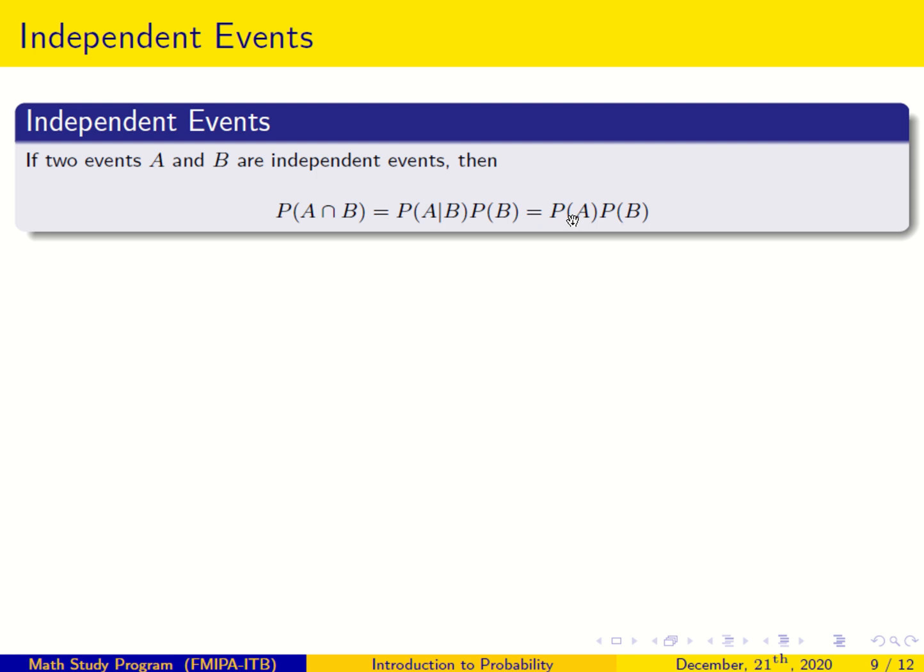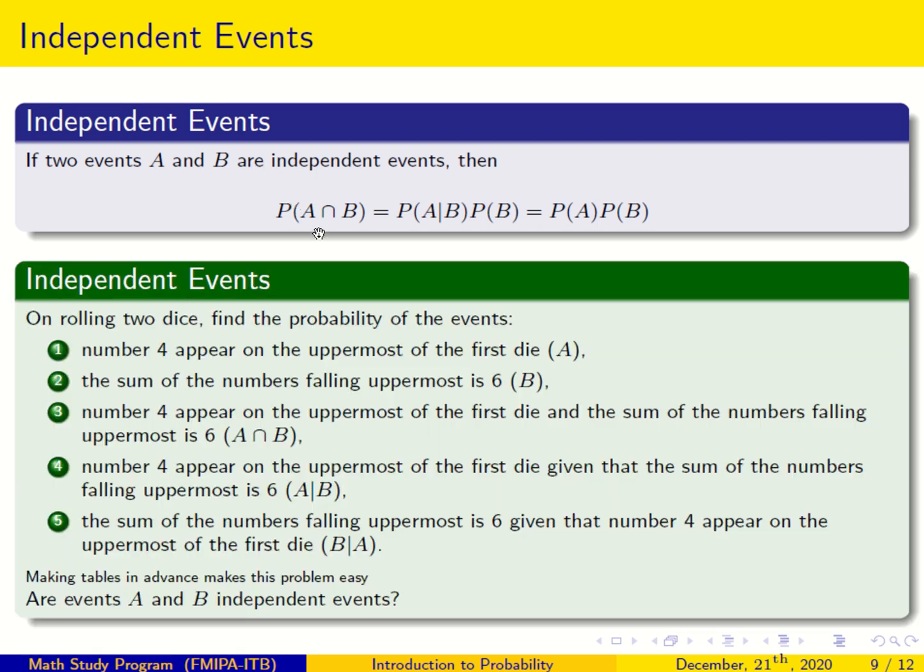So to check whether two events are independent or not, we can check whether the probability of A intersection B equals the probability of A times the probability of B. If this equals this times this, then the two events are independent events. We can look at this problem.